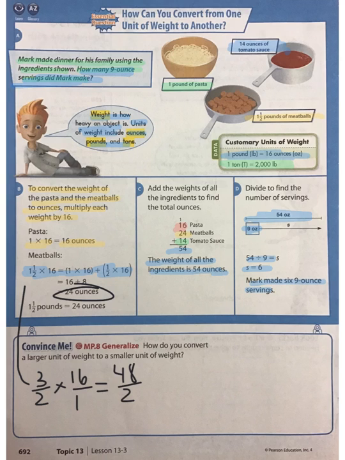Now let's go down to the convince me. It says, how do you convert a larger unit of weight to a smaller unit of weight? Well, we know from our notes, if we're going from a larger unit to a smaller unit, all we need to do is multiply. And if we're going the opposite way, if we're going from a smaller unit to a larger unit, then we need to divide. In 4th grade, you will just be multiplying and going from larger units to smaller units. But in 5th grade, you're going to have to do both of them.